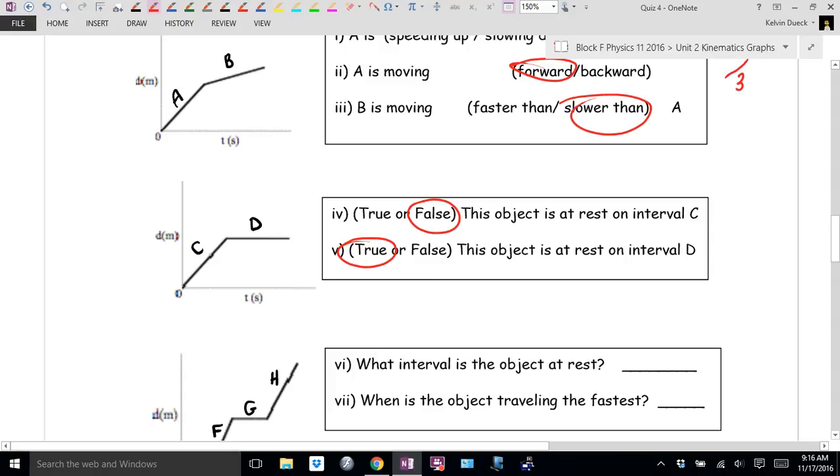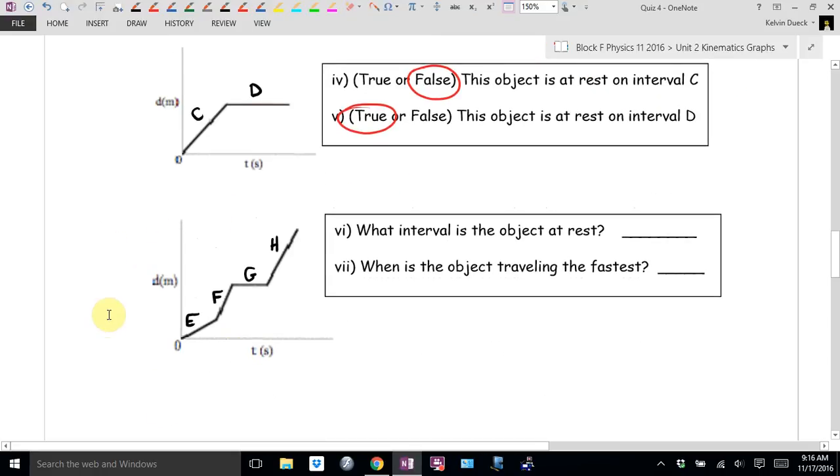Now, look up. Don't write this down. What if it was a velocity time graph? True or false, are we at rest in interval C? True or false, are we at rest in interval D? What does at rest look like on a velocity time graph? It's still a horizontal line, but there's something else. It's on the x-axis, right? 0 high. Here, on a velocity time graph, this is speeding up because the velocity is getting higher.